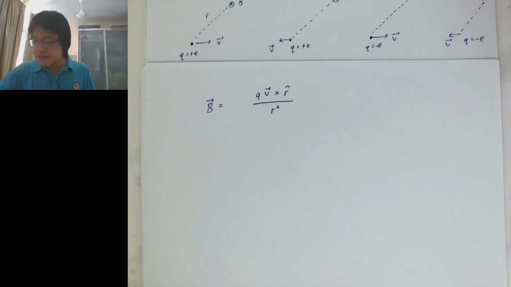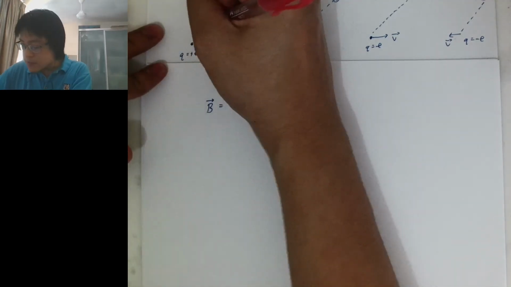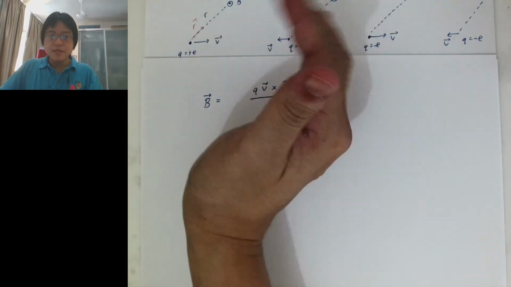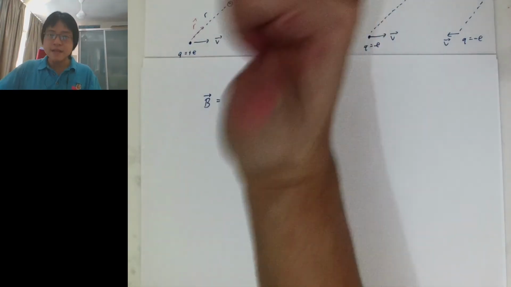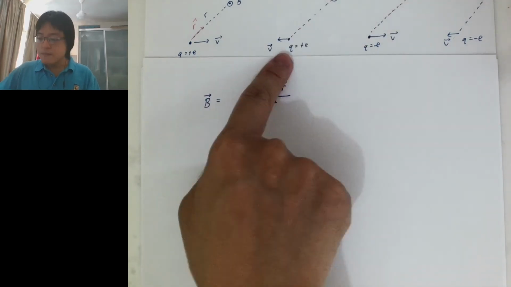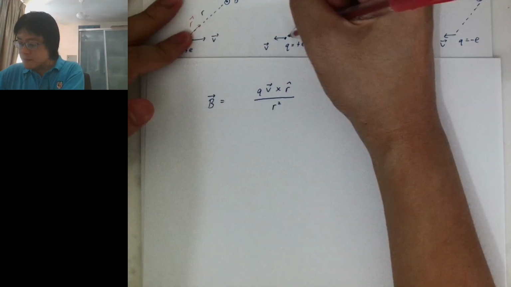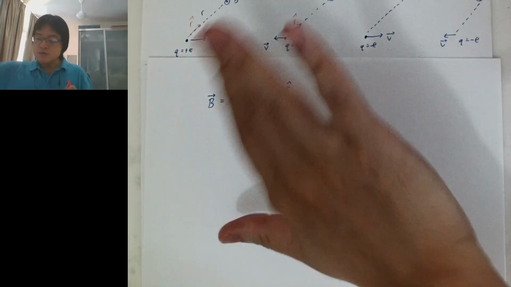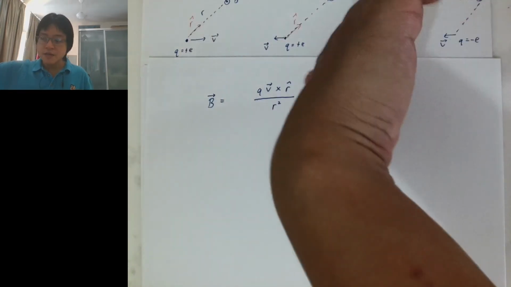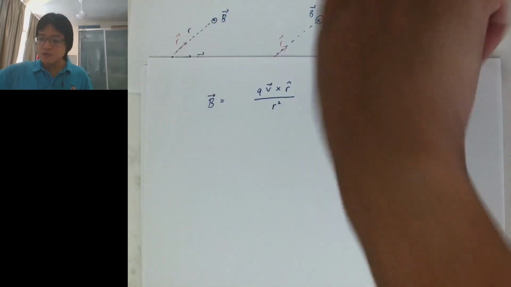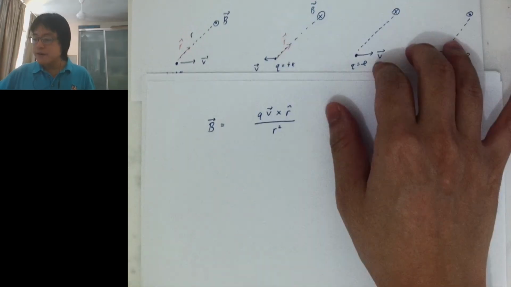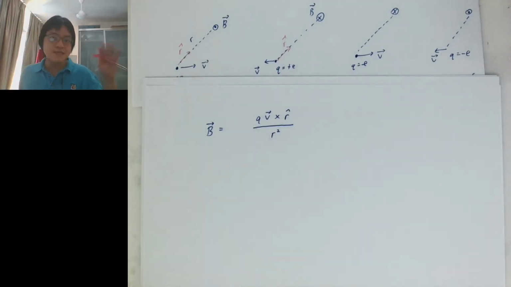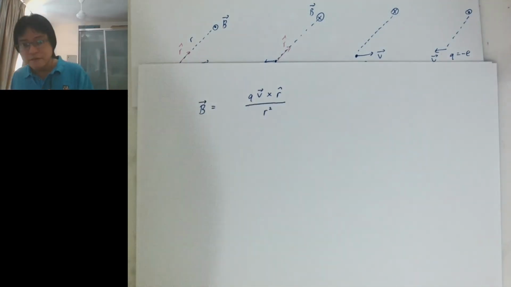If you look at this example, my r hat is pointing this way, so v cross r hat, using the right hand rule, I get the magnetic field that is coming out of the page. But if my v is in the opposite direction, v cross r hat gives me the direction that is into the page. And then if I reverse the q, I flip the direction. Similar thing to your Lorentz force law.